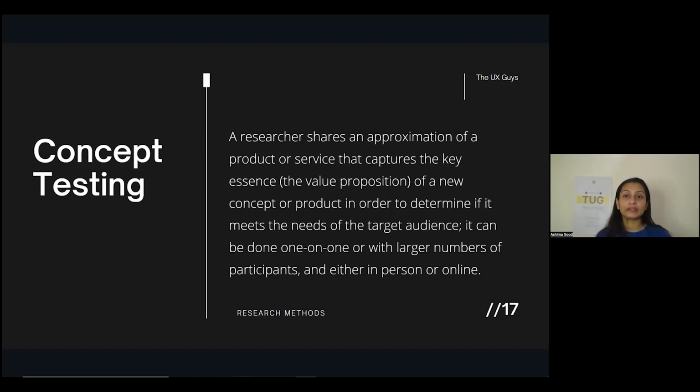However, it could be even halfway through your product design, or you're done with a version 1 and you want to test one particular feature that you might add. And so that is also sometimes called concept testing.